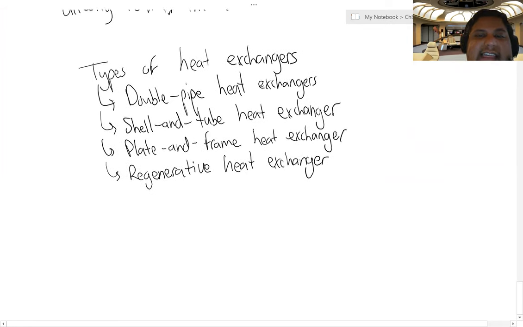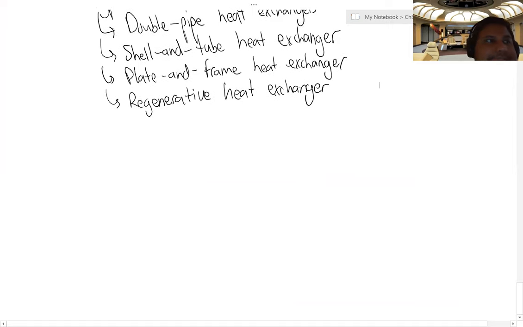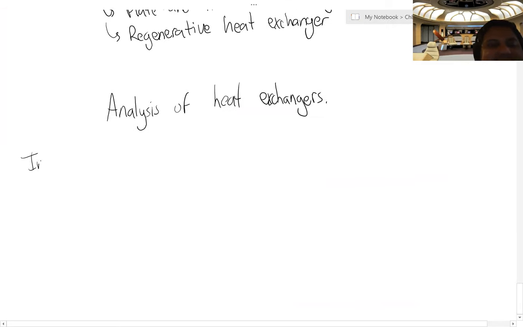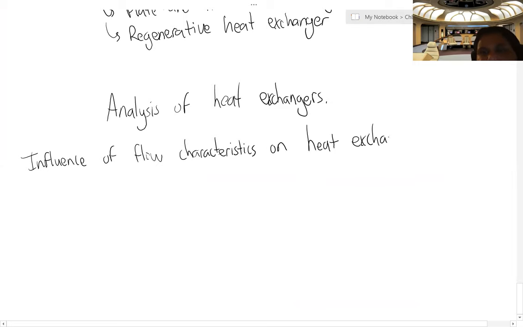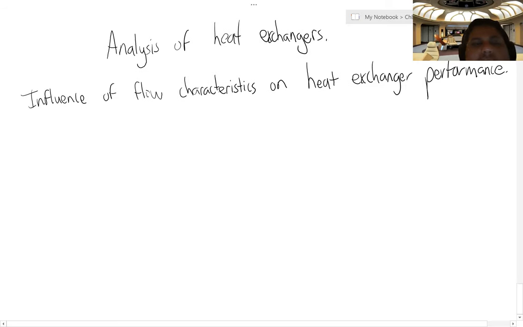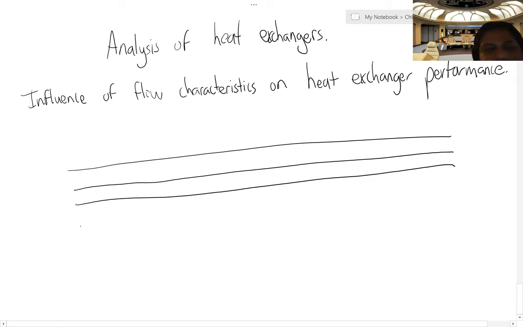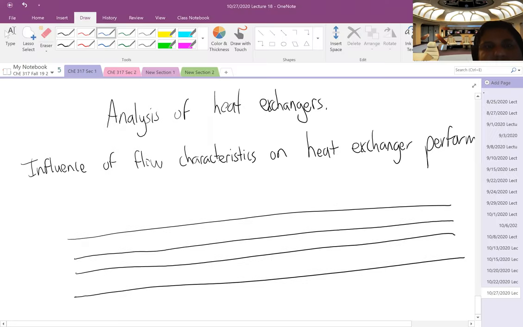So with that in mind, I'd like us to take a little step back and look initially at some key principles associated with the analysis of heat exchangers. The first thing I want us to consider is the influence of flow characteristics on heat exchanger performance. For this, we can look at double pipe heat exchangers, which is simply a pipe within a pipe.